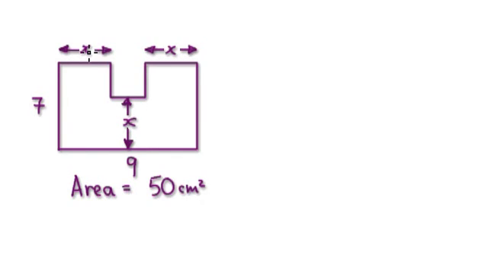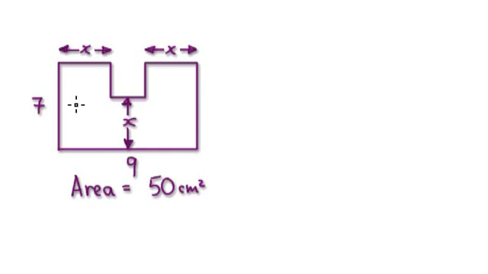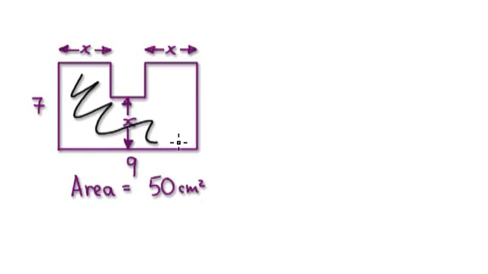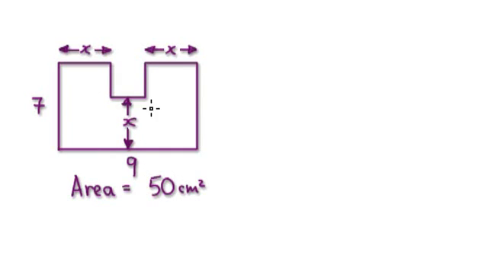Okay, you've got to find a value of x where the area here equals 50 centimeters squared. You see, if you get this times this, that will give you the area of the whole rectangle. The whole rectangle is 63 centimeters squared because 7 times 9. But I only want an area, this area here, of 50 centimeters squared. So what must the value of x be?